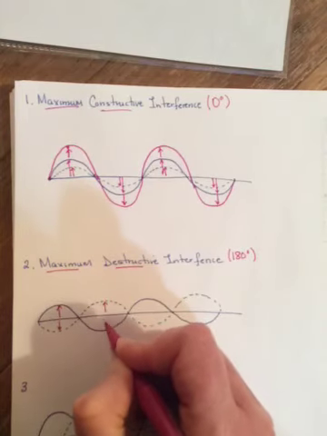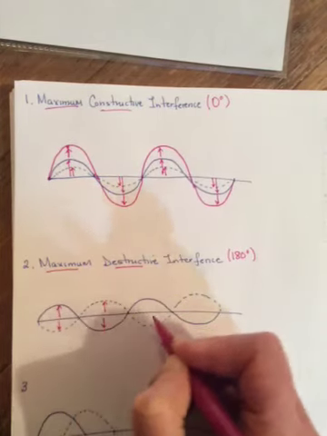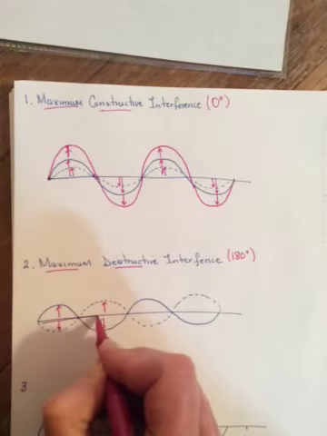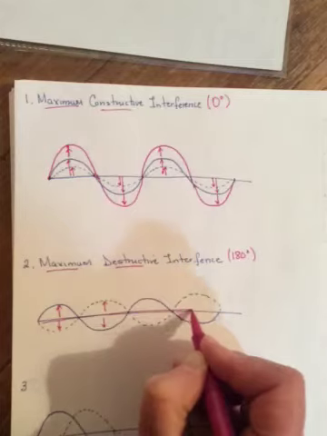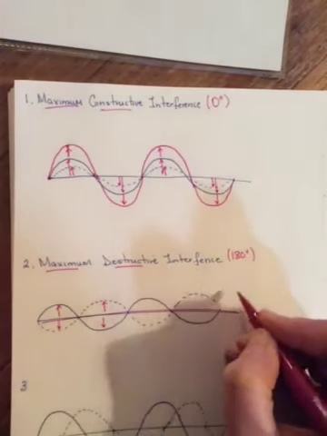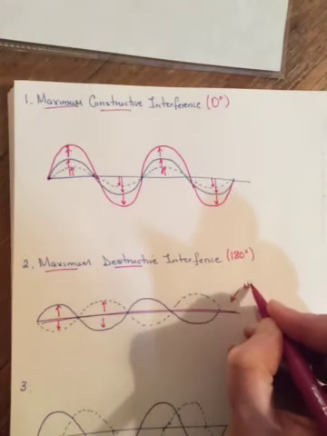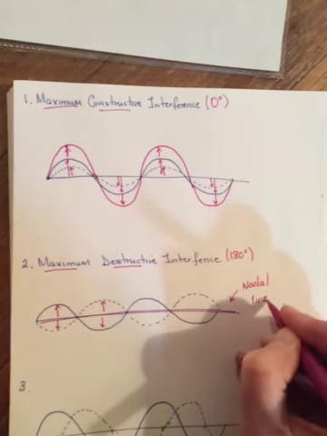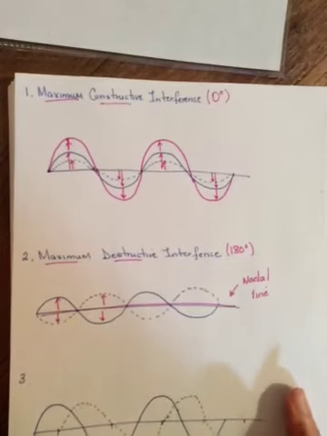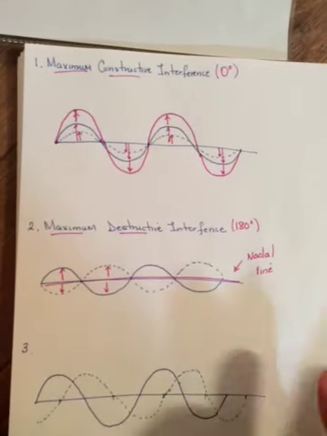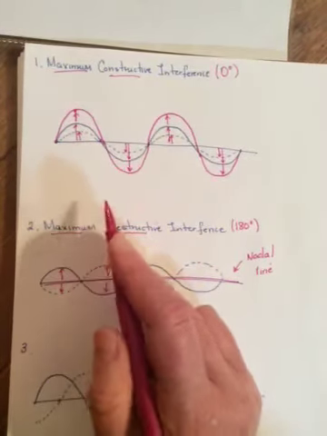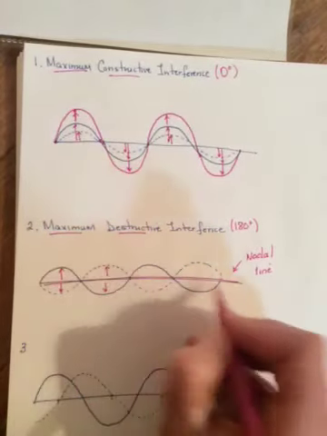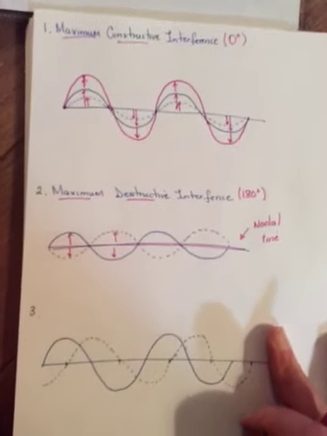Here, the dotted one is pulling up, the solid one down. They'll cancel each other out all the way along. And so the resultant will just be a flat line. It's actually called a nodal line. Remember we talked about a node being a point of 0 displacement. Well, a nodal line is a line of 0 displacement. Okay, so when they're 180 degrees out of phase, you get maximum destructive interference, a straight line.